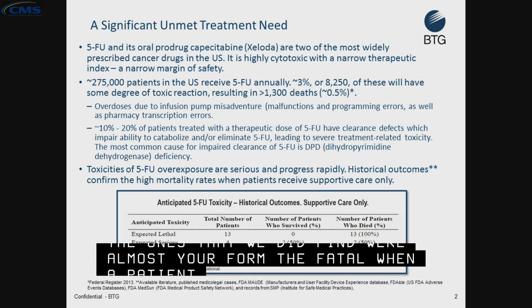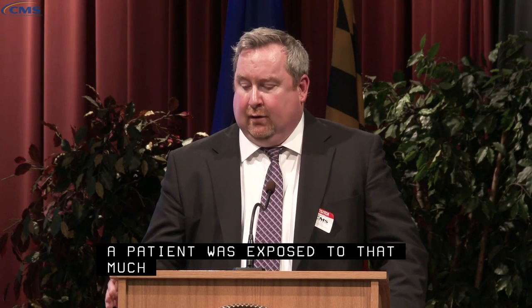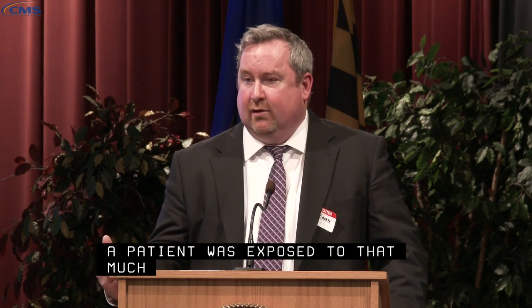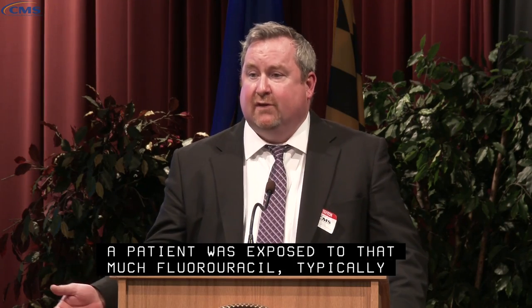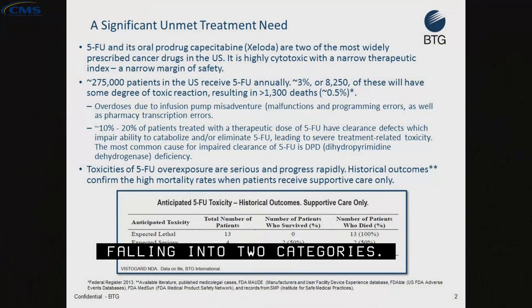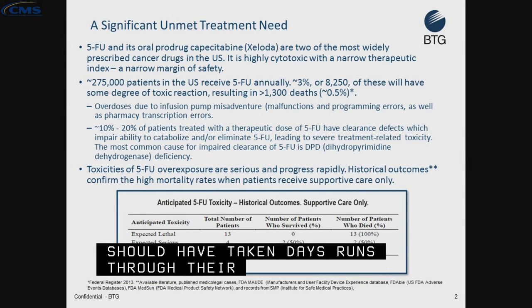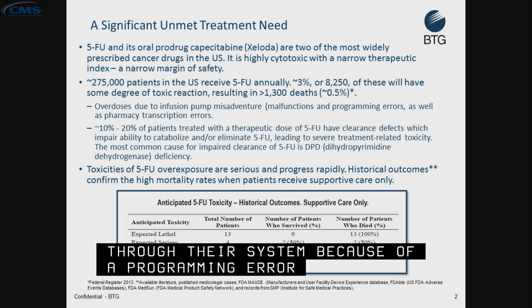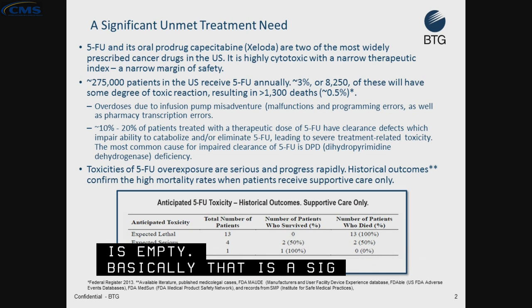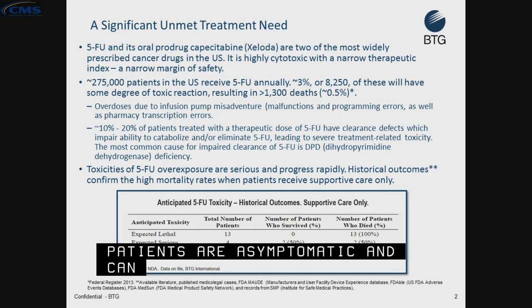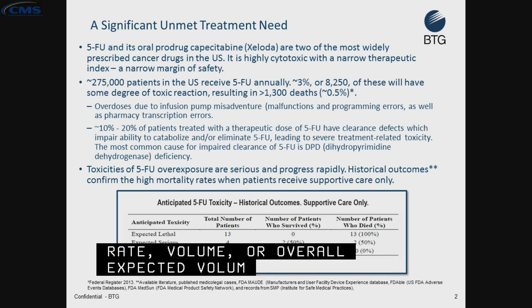Typically the overdoses of 5-fluorouracil fall into two categories. Either a patient begins to get their infusion, and within minutes, an infusion that should have taken days runs through their system, because of a programming error or an issue with the infusion pump, and the bag's empty. So basically, that's a sign we have an issue here. Even though patients often are asymptomatic for up to 48 hours, afterwards, they can start to show signs of severe toxicity. And then the other situation is that the rate or the overall expected volume of a bolus infusion is too high. So instead of it being 100 milligrams, maybe it's 1,000 milligrams. So rate and volume really are the two central issues with overdose.